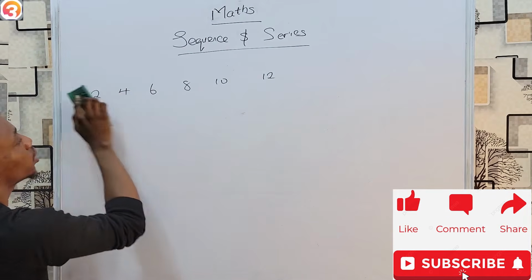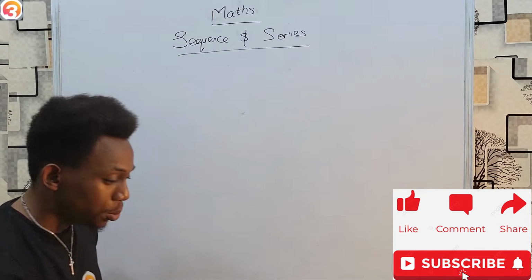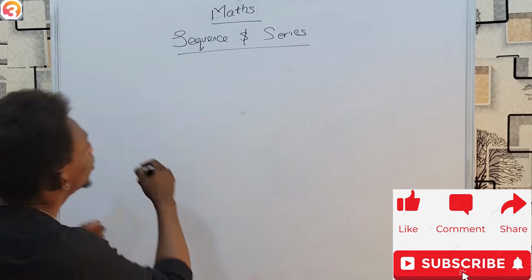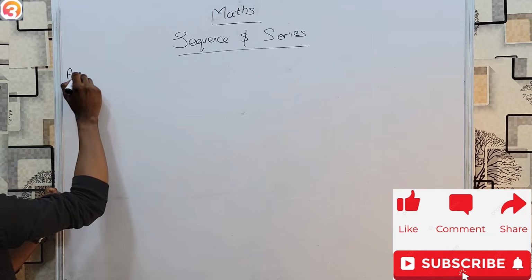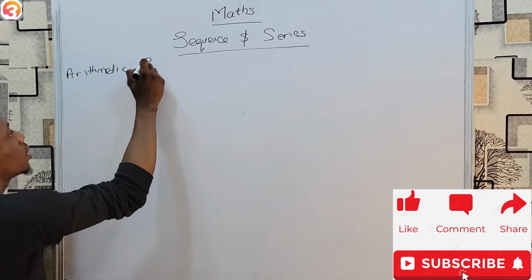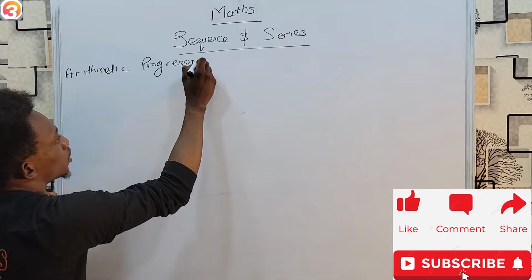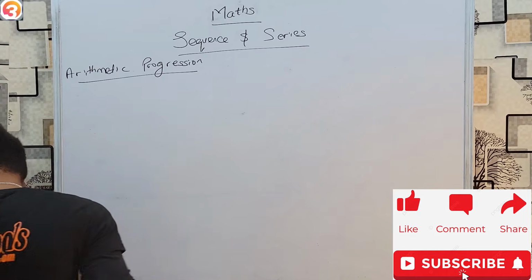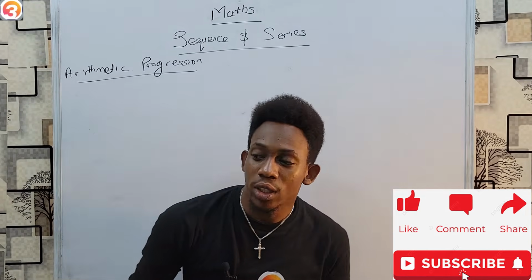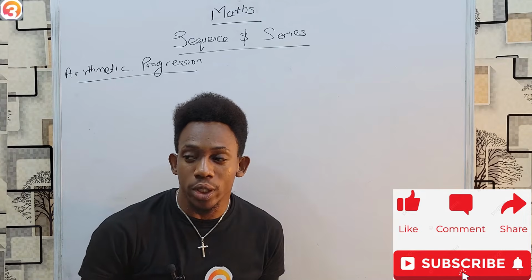So let's take a look at those. Now, for your AP and GP, we'll be starting with AP. Your AP refers to arithmetic progression. Now, in this sequence, what's going on is that our numbers are increasing in a uniform order.